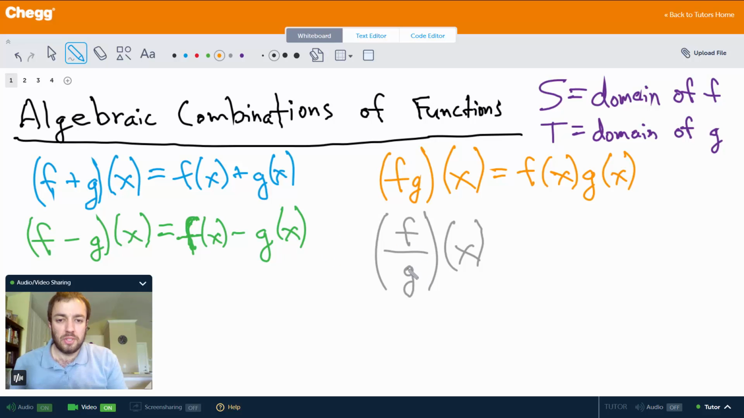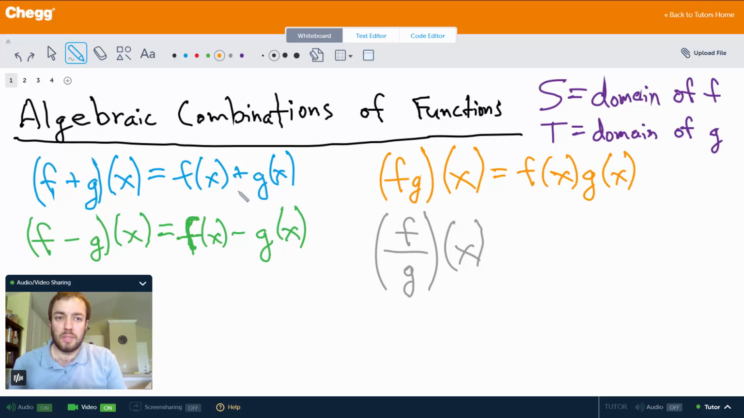Before we move on to f divided by g of x, let's talk about domains. What is the domain of f plus g of x, or f minus g of x, or f times g of x? Let's look at these one at a time. In order for f plus g to even make sense, both f of x and g of x have to be defined. So if something is in the domain of f plus g, then it has to be in the domain of both f and g.